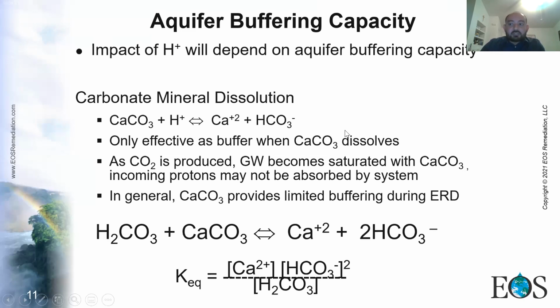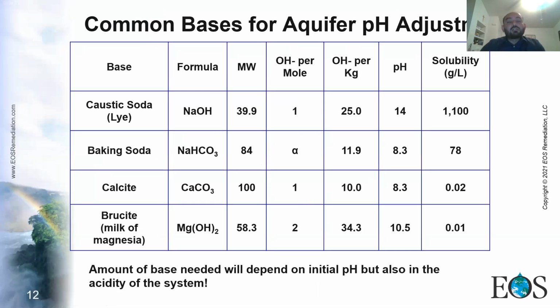We can see in the previous slides that the fermentation of the substrates also generates CO2. So there will be a point where the groundwater will become saturated with carbonic acid and with the carbonate system. So calcium carbonate will not dissolve anymore. Therefore, incoming protons may not be absorbed by the system and the pH will go down inevitably, therefore requiring, in the end, some sort of proper pH control. So how can we control the pH?